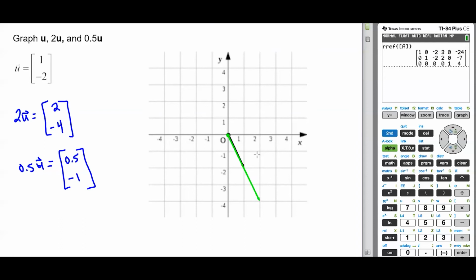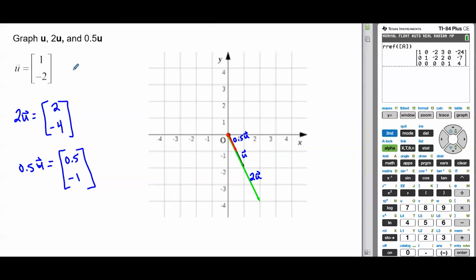You can see when I go down to (2, -4), that green vector is right on the line with the black one. And let's do it again for 1/2. I'll do this in red. So (0.5, -1) is right here. So we've got u is the black, 2u is the green, and 0.5u is the red one.